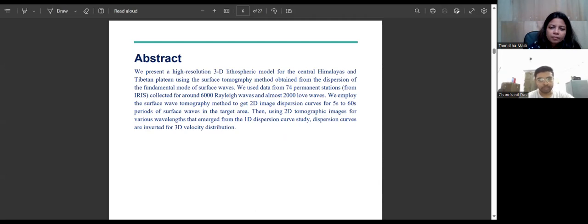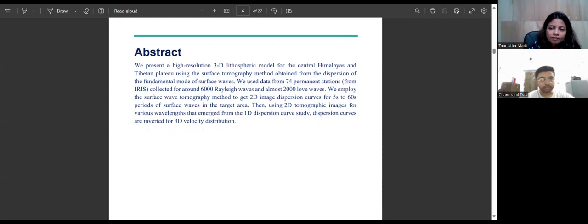And the tomographic images that we got from those particular curves, I will come to later. From that, the inversion was done to get the 3D velocity distribution. This is just the synopsis, the overall thing in a nutshell.